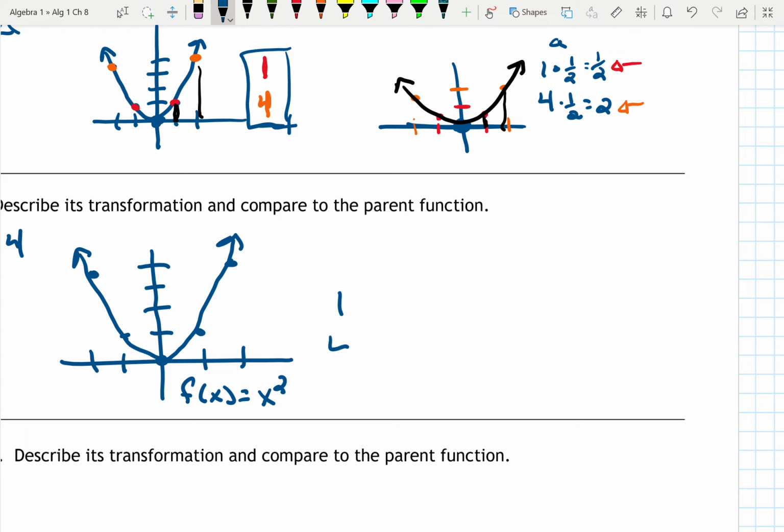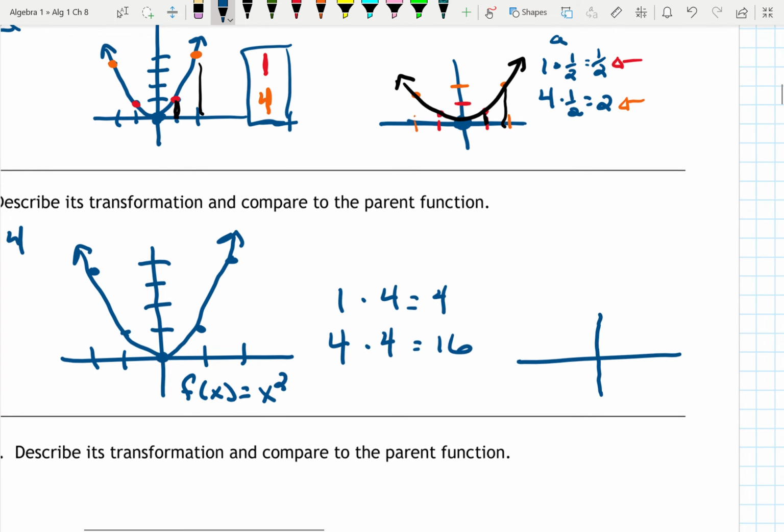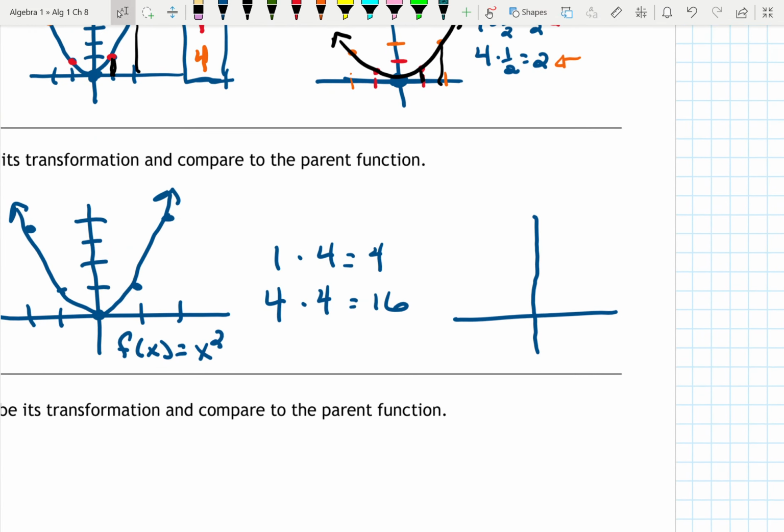The numbers 1 and 4 were used on the parent, but this time we stretch by 4. So our numbers are going to be 4 and 16. So now when we graph, my origin is still the same, my vertex is still the same. I'm going to go left and right 1, and then instead of going up 1, I'm going to go up 4. 1, 2, 3, 4. Now the 16 is going to go way off my graph, so I'm not going to worry about that. I'm just going to graph those 3 points there. This is g of x equals 4x squared.